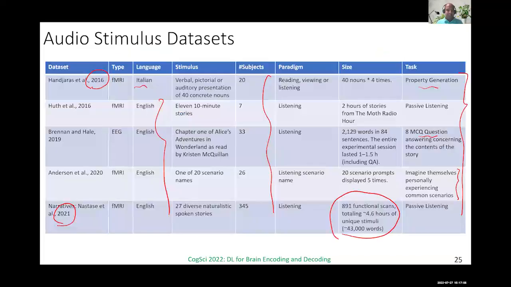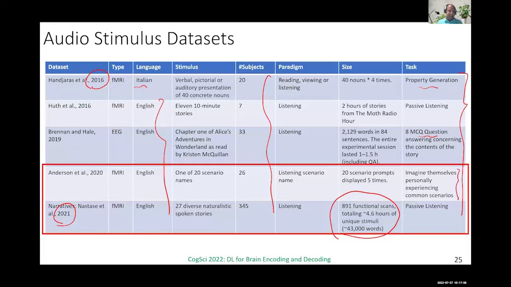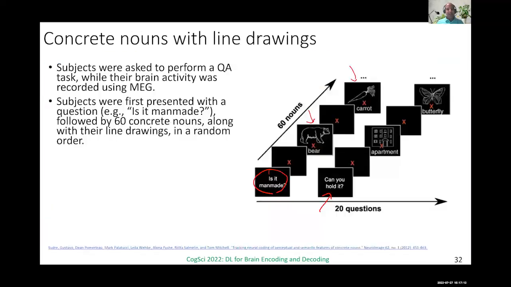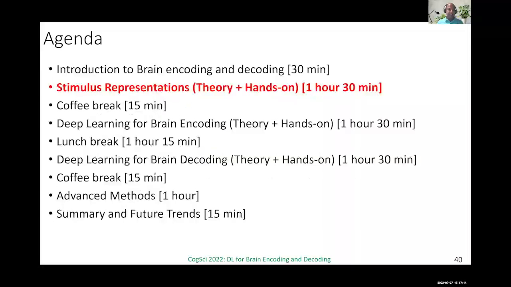If that is that, then we can keep going and move to the second part, which is about stimulus representations. This part is 1 hour 30 minutes. I'm already 15 minutes over, but I think we'll make up for it in this part.